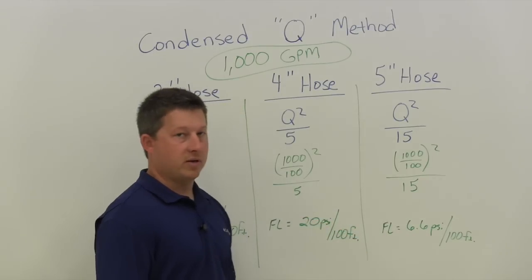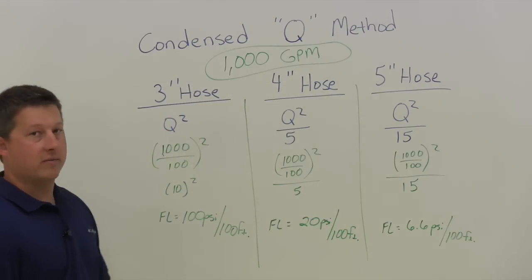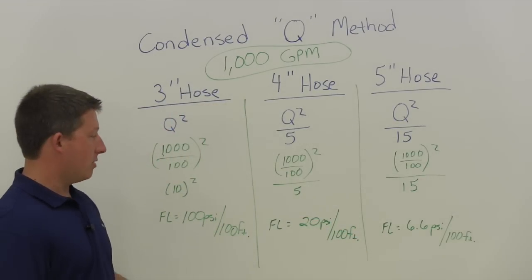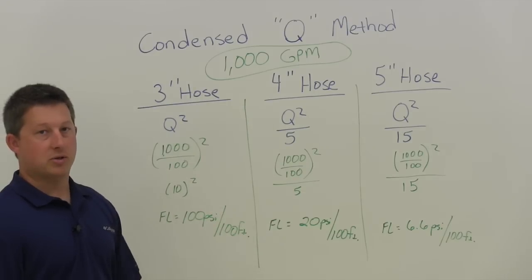psi per 100 feet. So moving from a 3-inch to a 5-inch hose when you move a lot of water can make a massive difference in the amount of friction loss that you have.